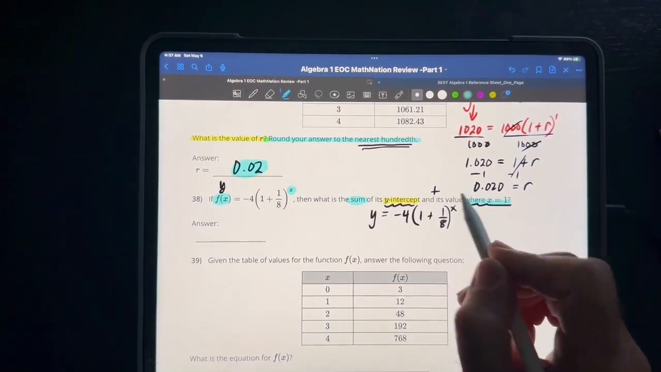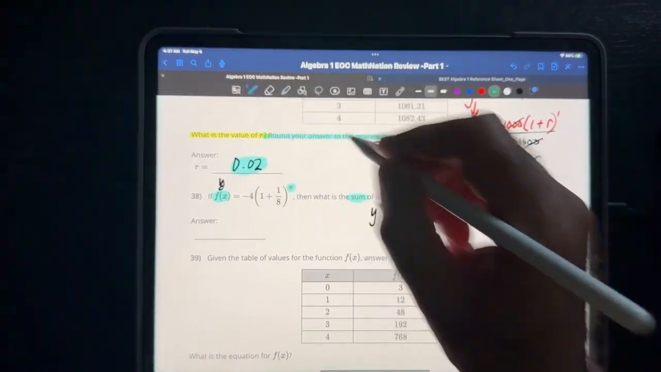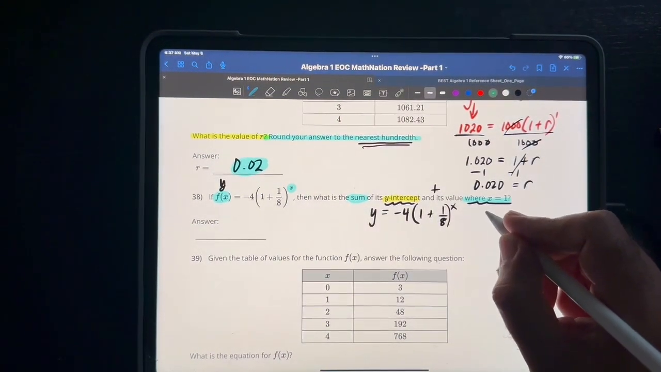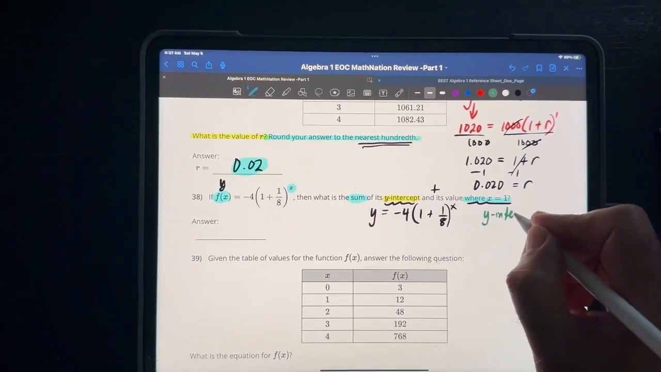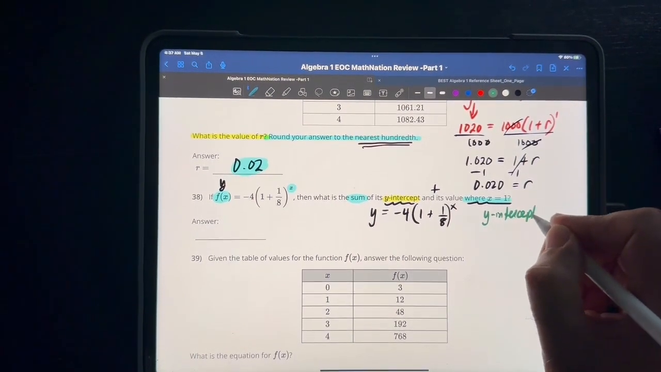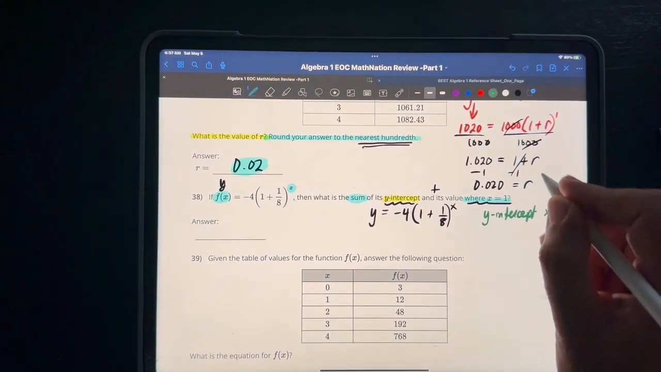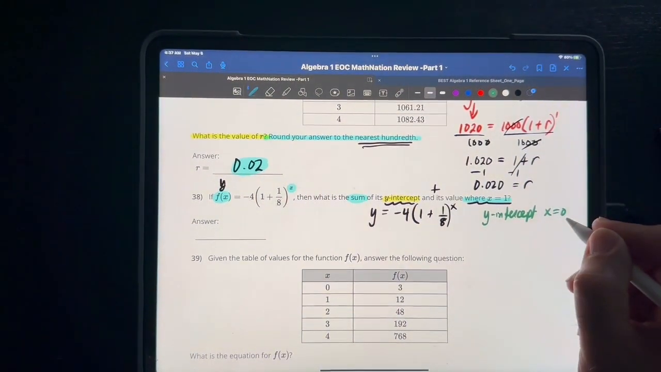Okay, we have to add them up. So the first thing you have to find is the y-intercept. How do you find the y-intercept? Well, you find the y-intercept by letting x equal 0. Because on the y-axis, x is always equal to 0.